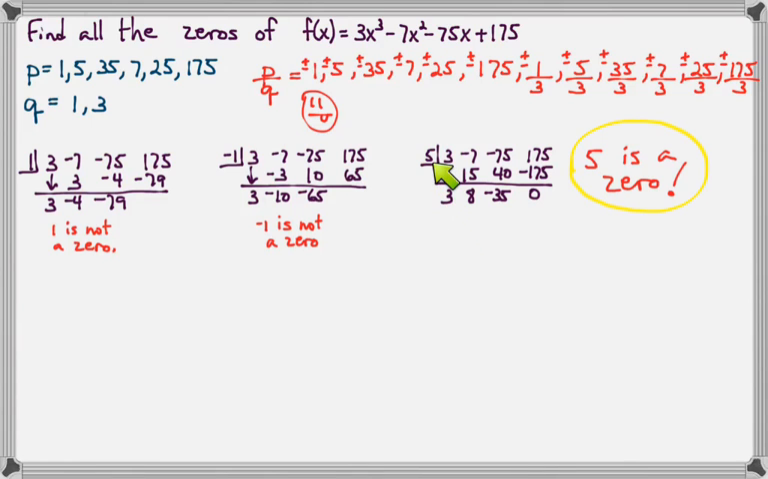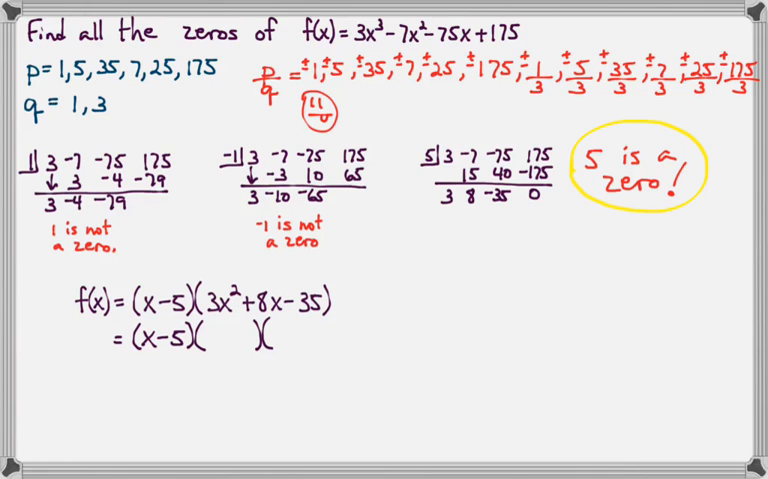And we know then that x minus 5 is a factor. And the other factor is 3x squared plus 8x minus 35. Okay, now the question becomes, can we factor this? And yes, we can.